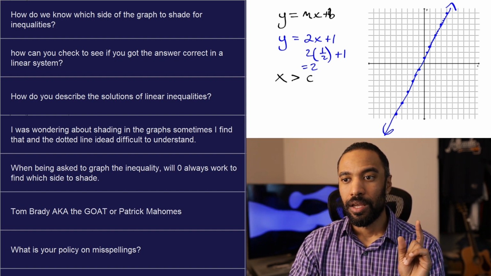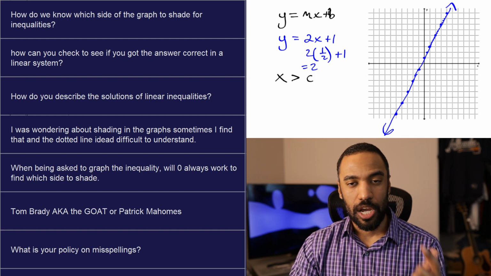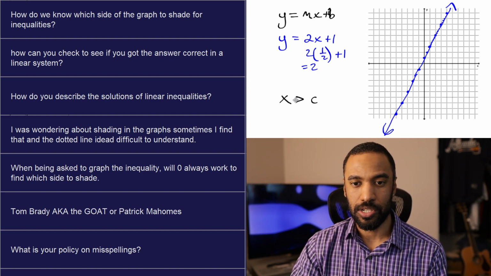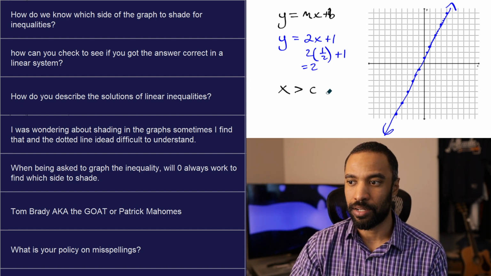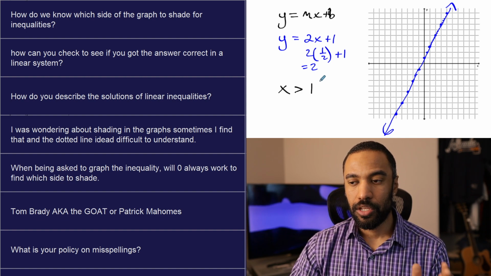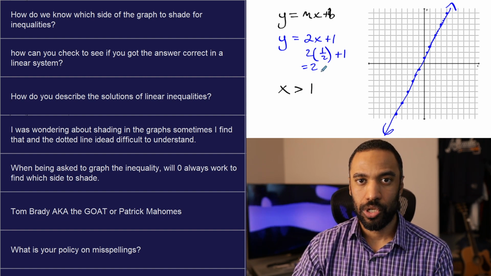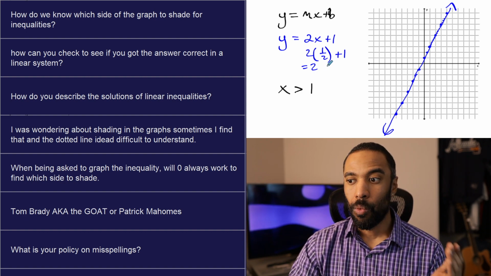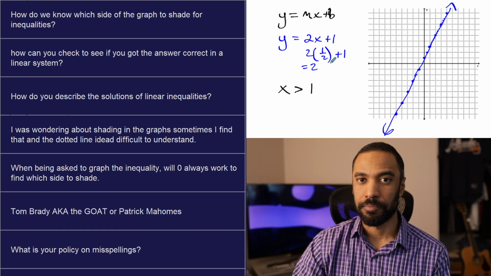Solutions to an equation mean points on the line, or points on the line mean solutions to the equation, vice versa. Now, if we talk about an inequality, such as x is greater than, let's just say, 1, understand that there's more than one answer to this. 2 is greater than 1, 3 is greater than 1, 10 is greater than 1, 1,000 is greater than 1, 1.5 is greater than 1.